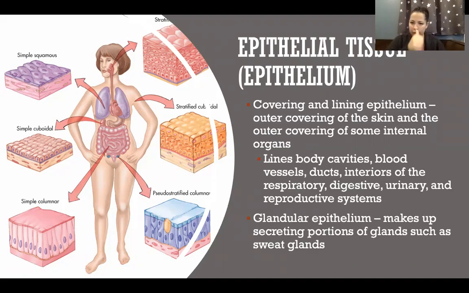The other type of epithelium would be glandular epithelium. So epithelial tissue is what makes up the secreting portions of glands. So that includes endocrine and exocrine glands, which I'll talk about in another video. So we have endocrine glands that are producing hormones, exocrine glands that are producing other things. But in both cases, those secreting portions of those glands would be made up of epithelium.